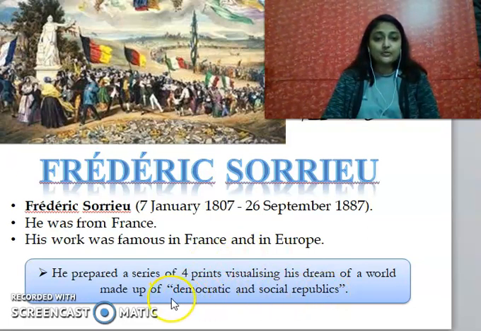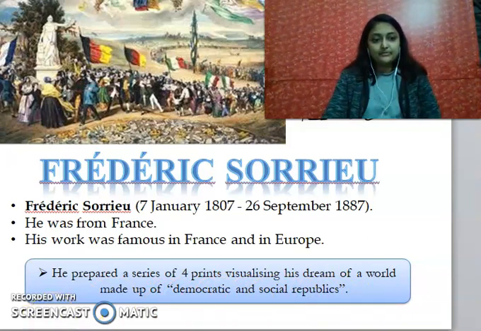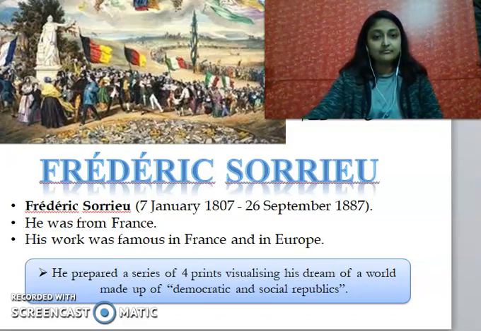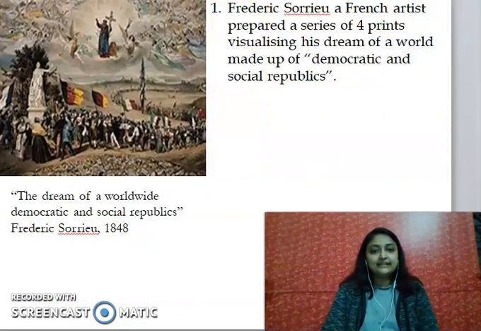Let's understand what we mean by democratic, social and republic. Democratic means common people holding political powers through elected representatives. Social includes public areas like transportation, infrastructure, healthcare, etc. Republic means the end of monarchy and the rule is in the hands of government. Now let's see the next slide. In the next slide you have already gone through who is the painter, how many prints he has done.